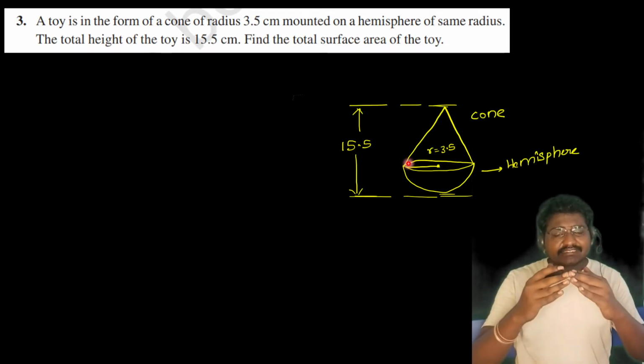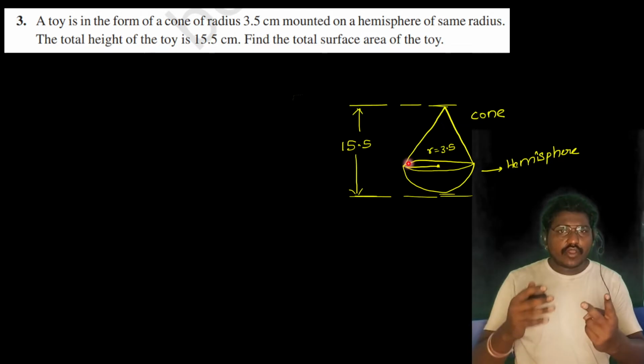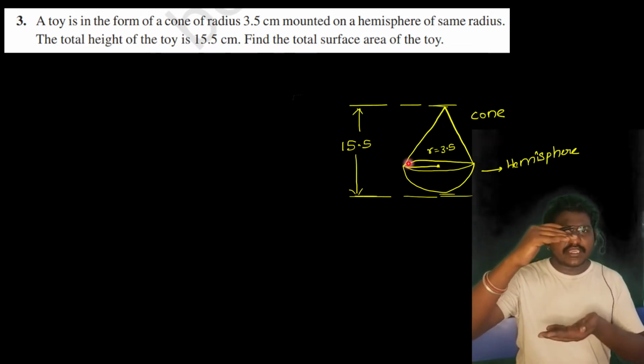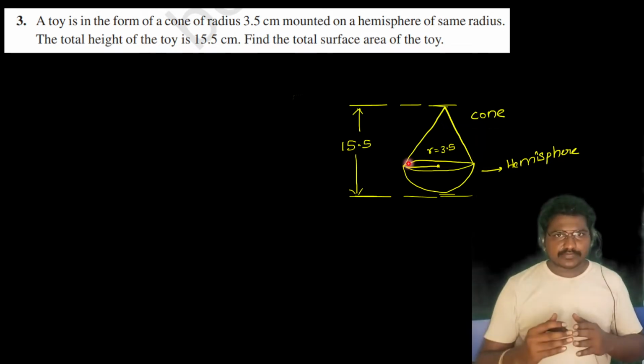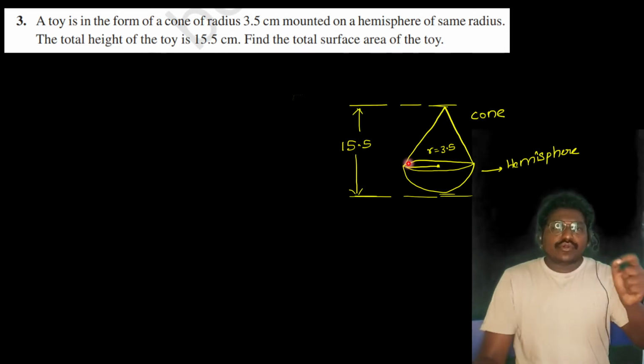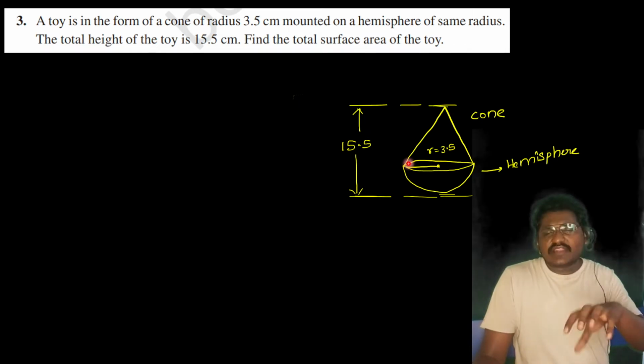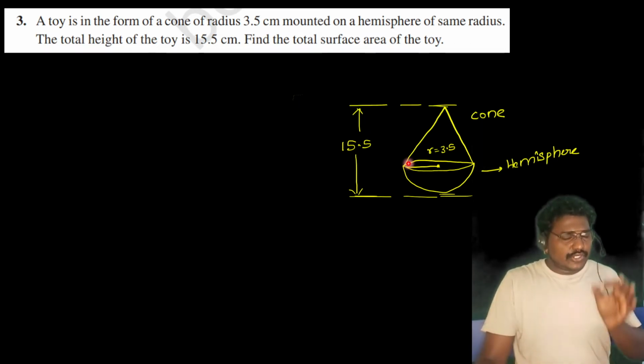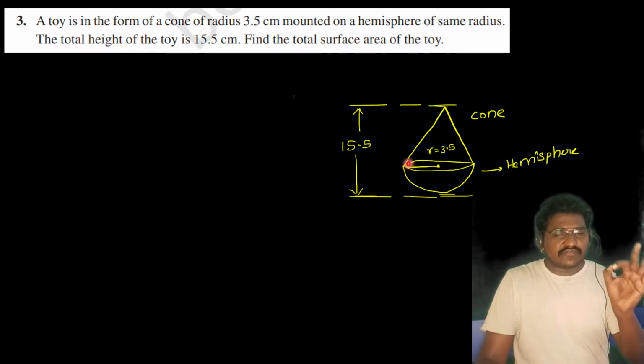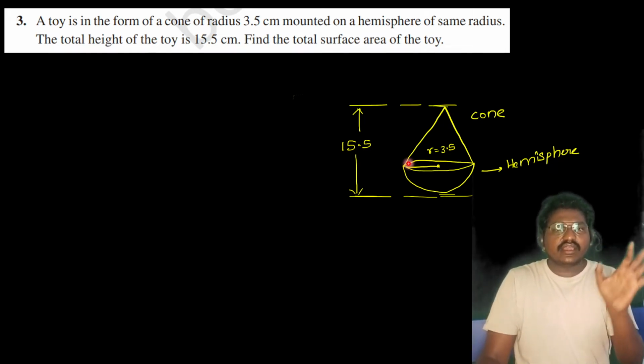The toy is a combination of two figures. One is a cone and one is a hemisphere. Now, finding total surface area means the part of the total combined figure which we can touch. Surface area means the area where we can touch the figure with our hand.